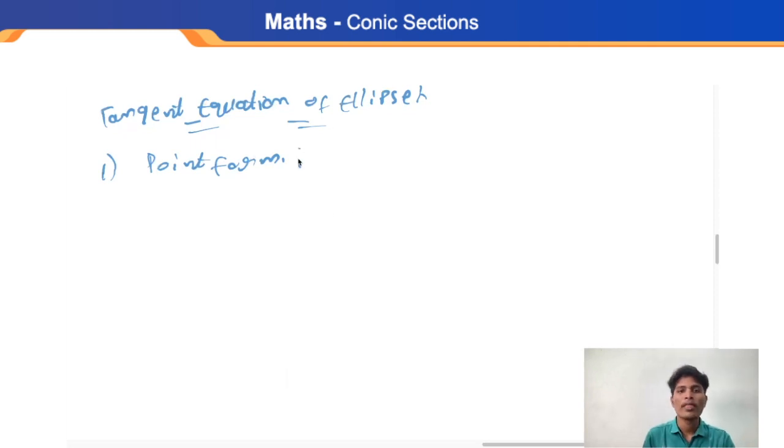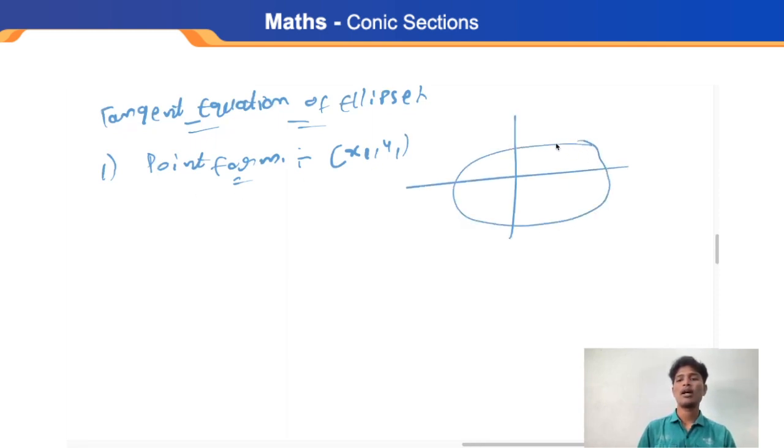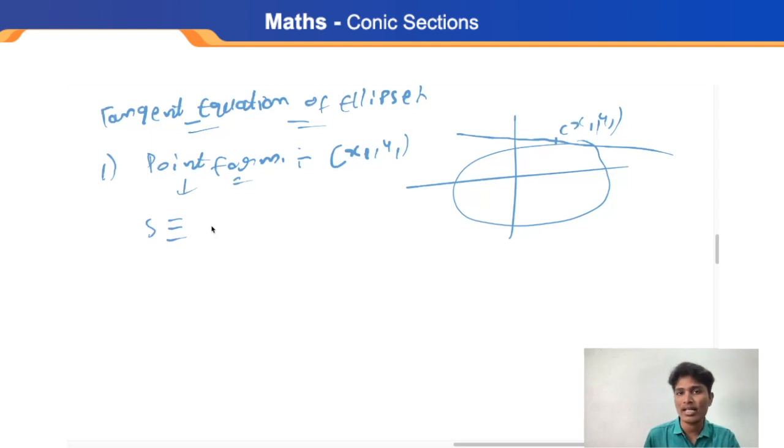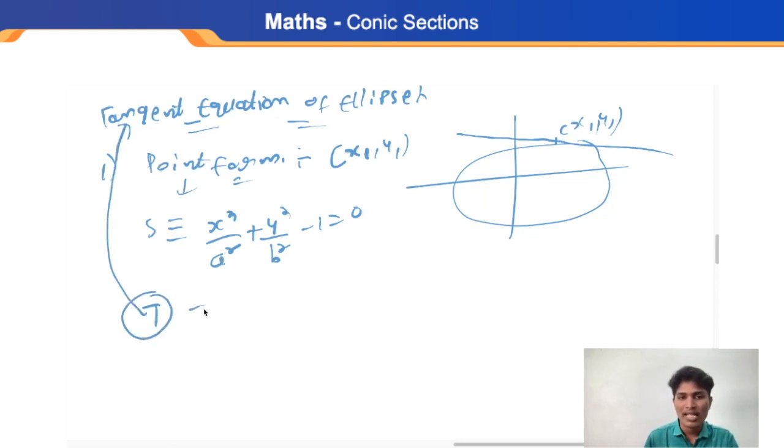So the point form. If the point x1 comma y1 is given, suppose this is an ellipse and this point is x1 comma y1, and by using this point I want to draw the tangent. I already discussed S is equal to x square by a square plus y square by b square minus 1 is equal to 0. That is S. What is T now, which is called the tangent? T is a transformed equation. x square is transformed to xx1 by a square plus yy1 divided by b square minus 1 is equal to 0.